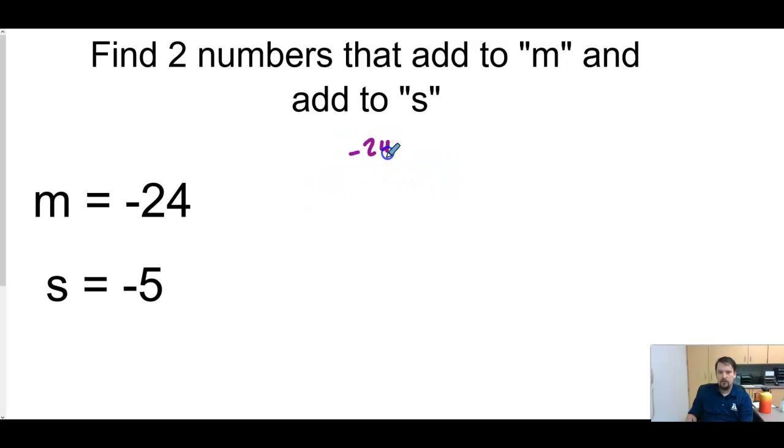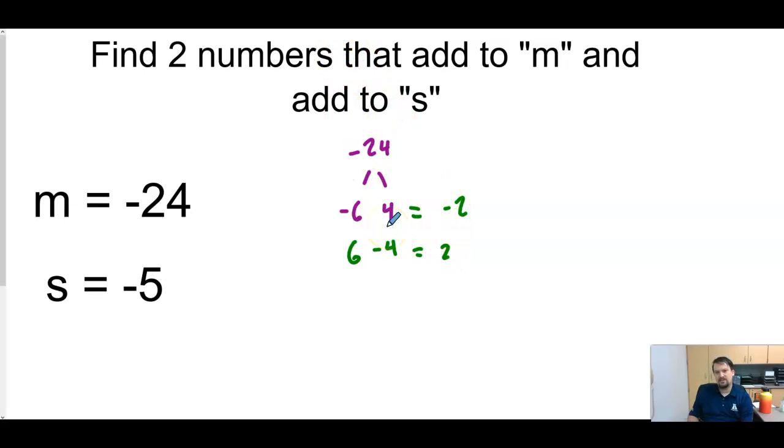So negative 24. Let's see, we have to have one positive and one negative because the product is negative. So let's do negative 6 and 4. 4 and negative 6. Let's see, are either of these going to work? Oh, that's the same thing. Oops, silly me. So we got positive 6 and negative 4. So this equals negative 2 when we add, and this equals positive 2. So neither of those are going to work.